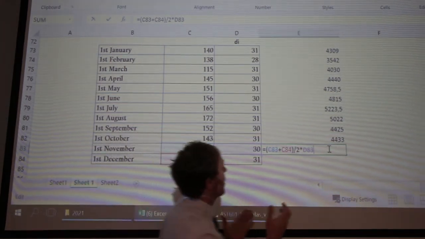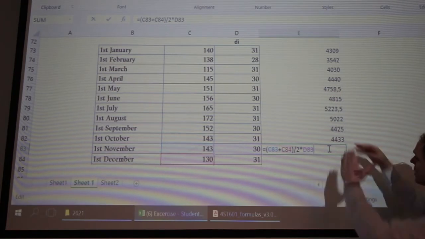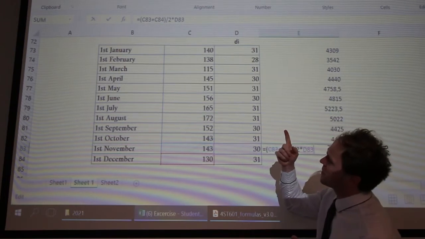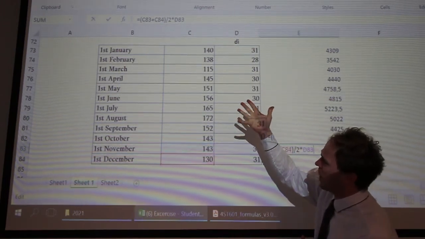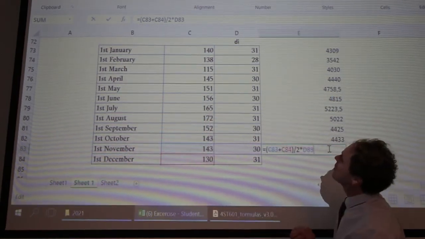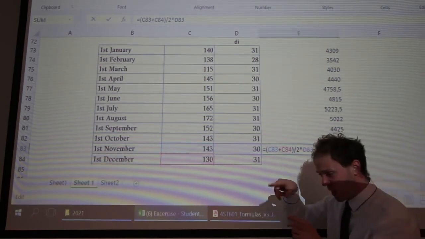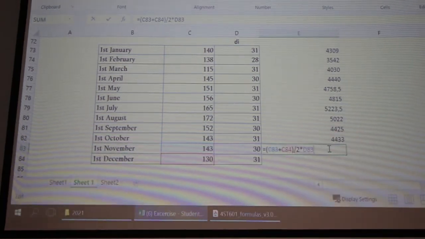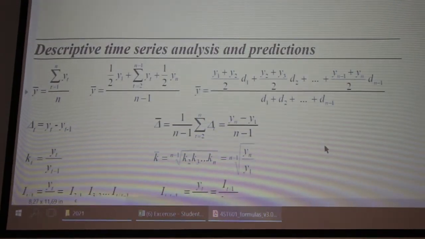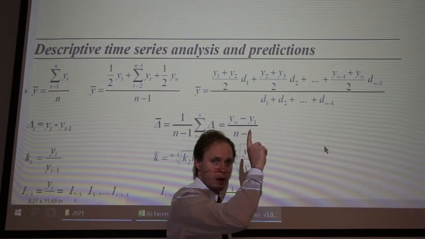We must calculate the sum of these values, and after that we will divide this summation by number of days. Number of days in January, February, March, April, May, June, July, August, September, October, and November. The last observation of the number of days is d n minus 1. Yes? Do you remember this formula? Yes. Here you have d1, d2, d3 until d n minus 1.